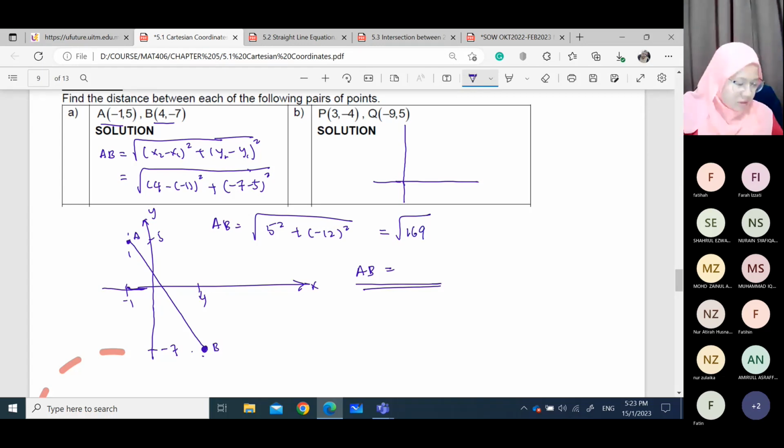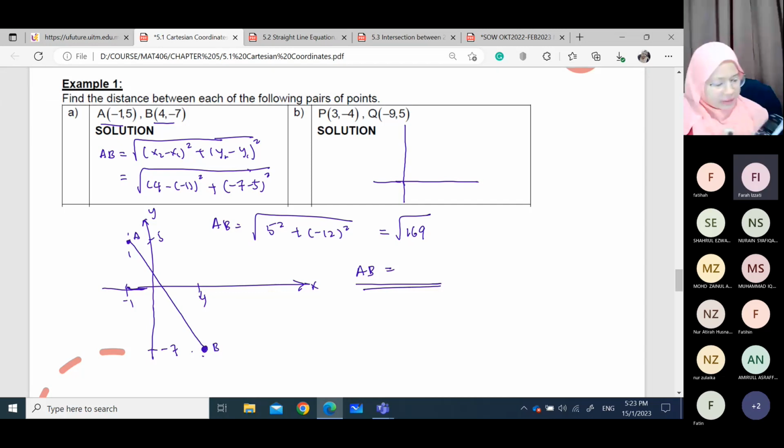Okay, square root. So you just tekan gambar square tu. Answer 13. 13 unit lah. Maksudnya biasa dalam koordinat ni kita guna unit. So the distance between A and B is 13 units. Tak tulis pun tak apa. Yang penting dia punya jalan kerja ni betul.